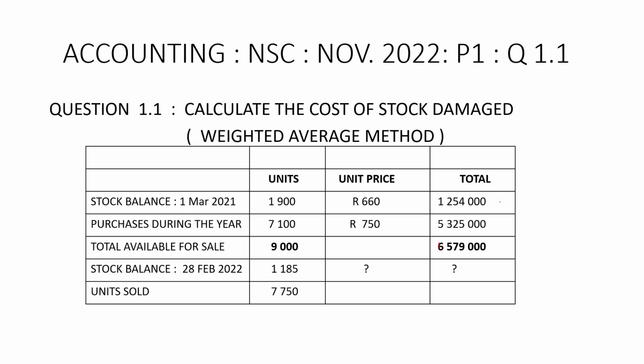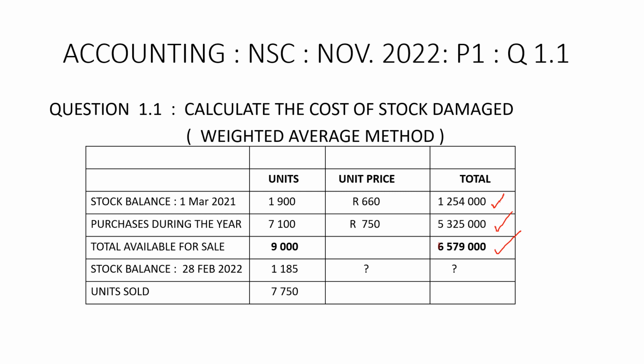So you are going to work out the average price of one shirt as follows. Look at the rand value. Opening stock 1,254,000. Purchases for the year 5,325,000. The total rand value of the goods that are available for sale is 6,579,000.